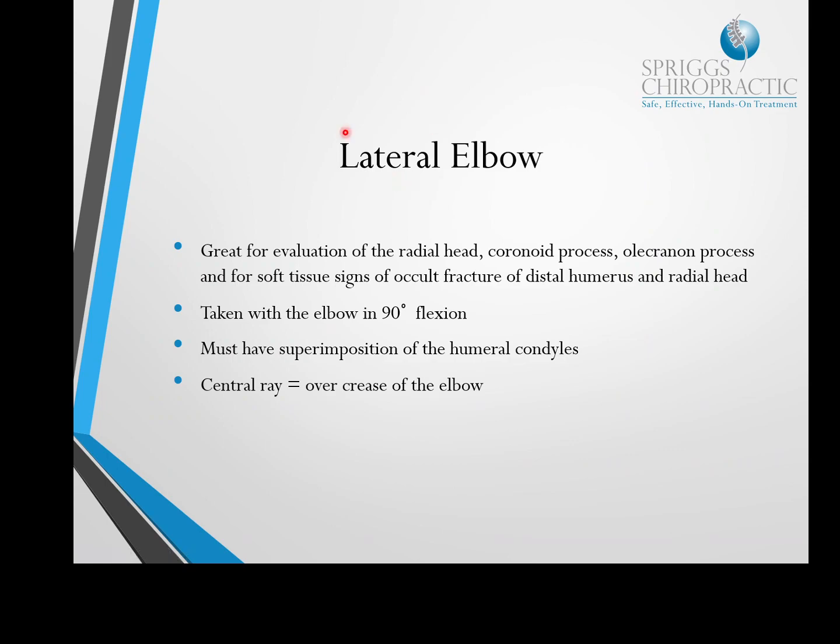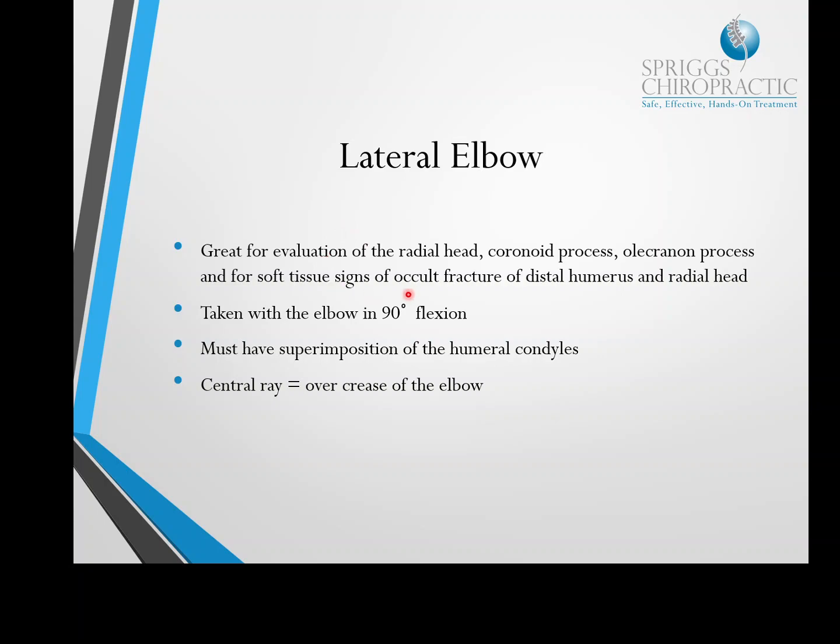Then we've got the lateral elbow, great for evaluation of the radial head, the coronoid process, the olecranon process, and for the soft tissue signs of occult fracture of the distal humerus and radial head. These are most commonly known as the sail sign, where you can see the anterior and posterior fat pads that are present at the distal humerus. They are only visible in signs of trauma.